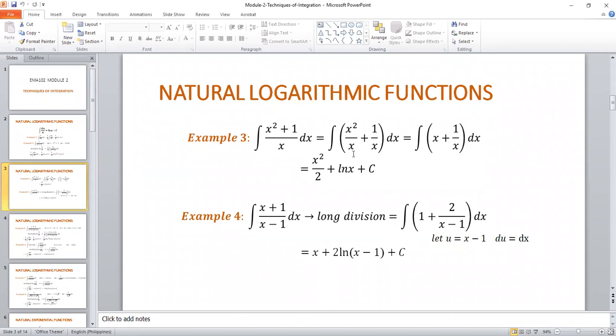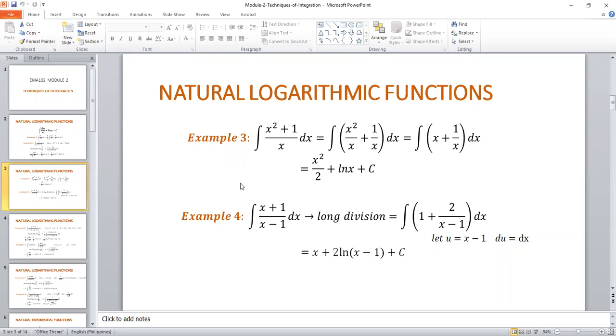So what we did here is divide, distributing x as a divisor to x squared plus 1. If you do that in here, you will have an x. If you do that in here, you have 1 over x. Then process this integral term by term. The integral of x using the power rule is x squared over 2. The integral of dx over x is ln of x plus c. I think this is very simple.